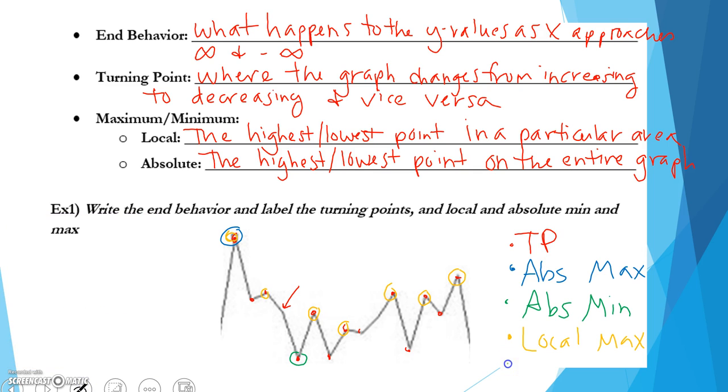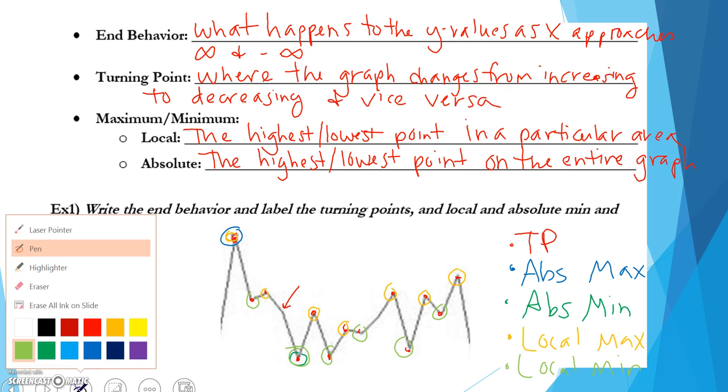And then for local mins, that's all of the valleys of the turning points. So that's one, that's one, that's one, that one, and that one. Oh, and also this one, I forgot that one.